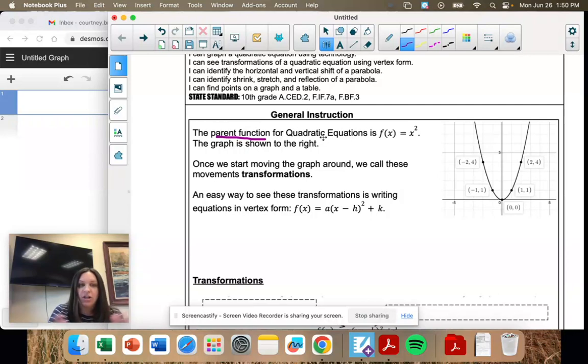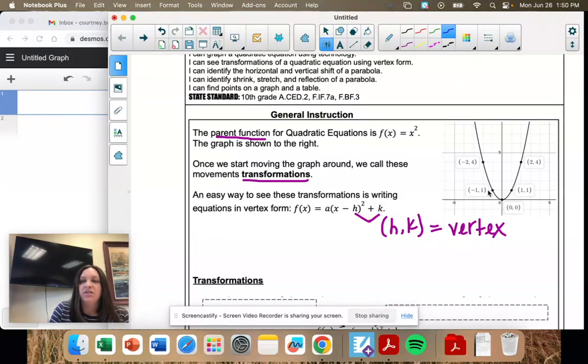We're going to stretch it out. We're going to make it skinnier. We're going to move it right and left, up and down. These are called transformations. And we usually do these transformations in vertex form. So we've looked at vertex form before, where we just looked at h and k, these two values, to be our vertex. So remember, your vertex is your turning point.